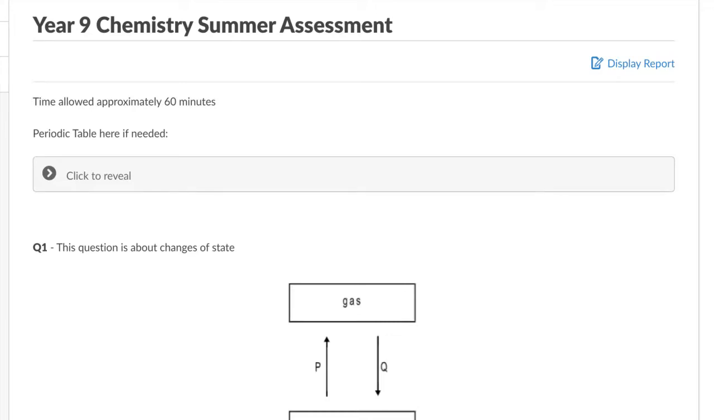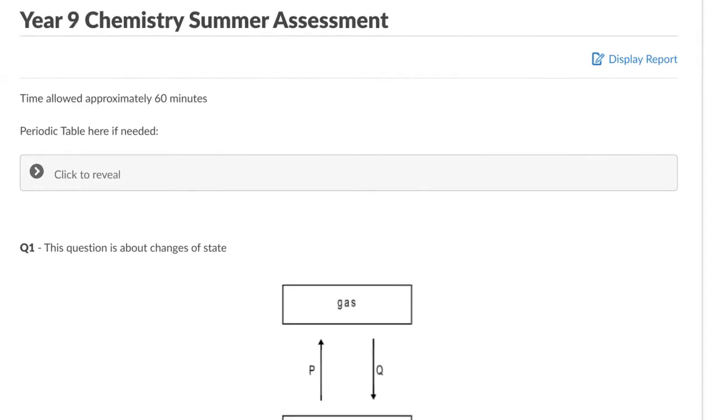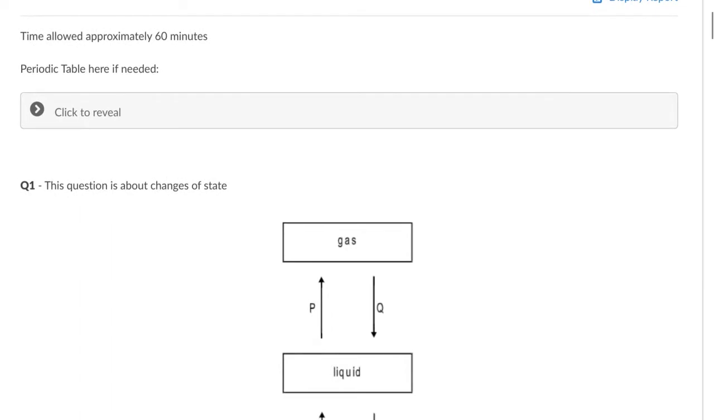Okay, so I'm going to take you through the Year 9 summer assessment. We'll go through each question in turn, telling you the answers as we go, and then a little bit about each question as we go through. So if you've got your paper to hand, probably a periodic table as well, and then a pen. Obviously you can pause and rewind as need be.